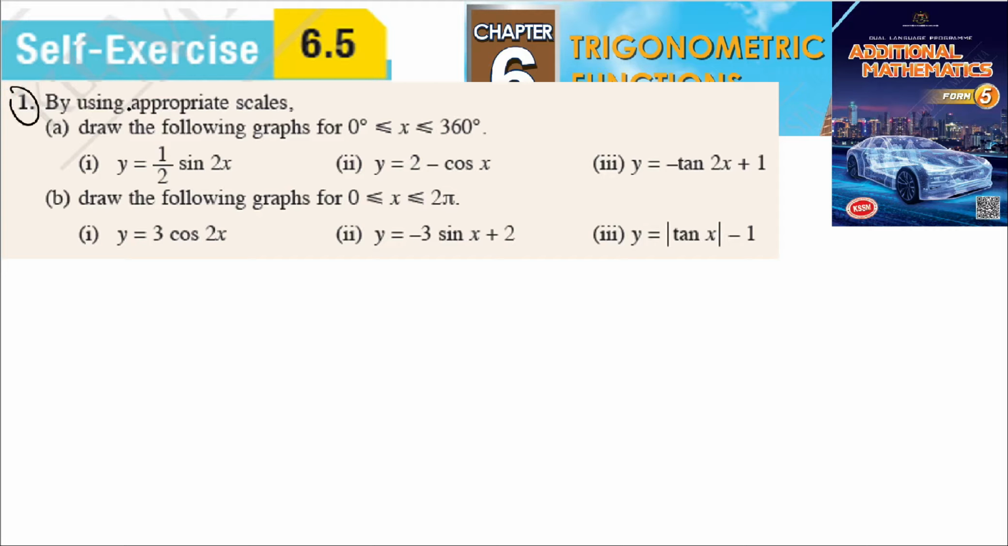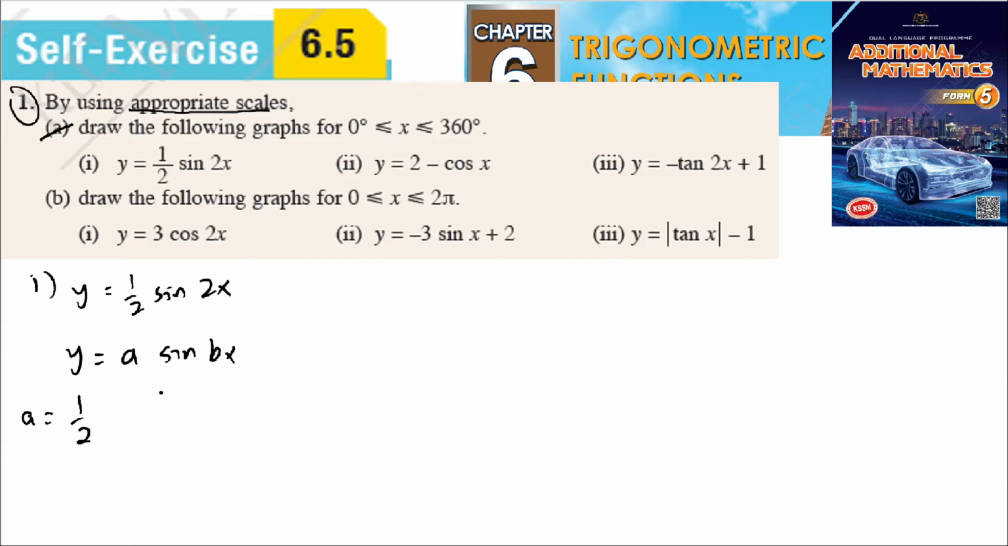By using appropriate scales, draw the following graph. First, y is equal to half sine 2x. We can put it as a sine bx, where we know that a is the amplitude. So we can see that a is equal to half, and sine bx.